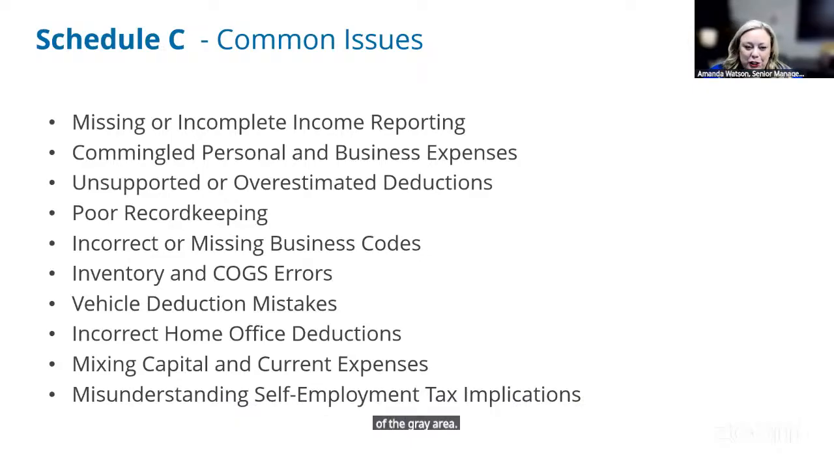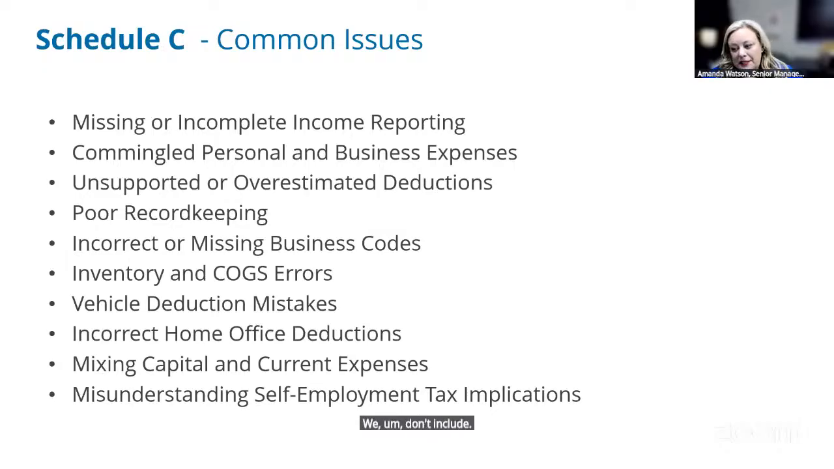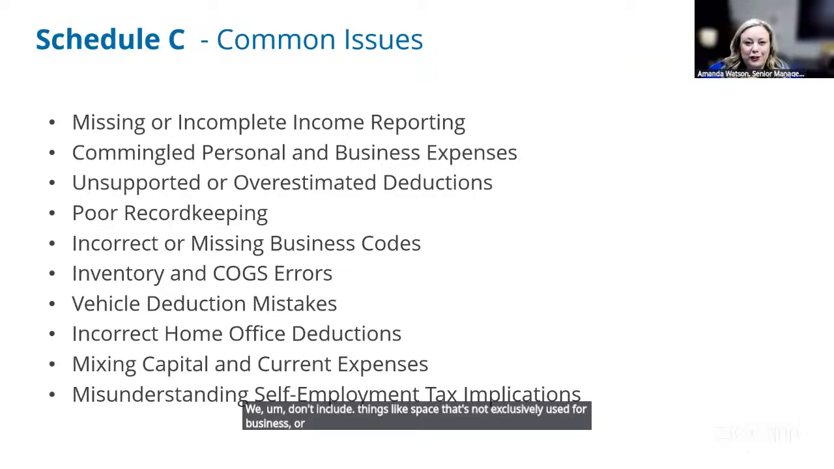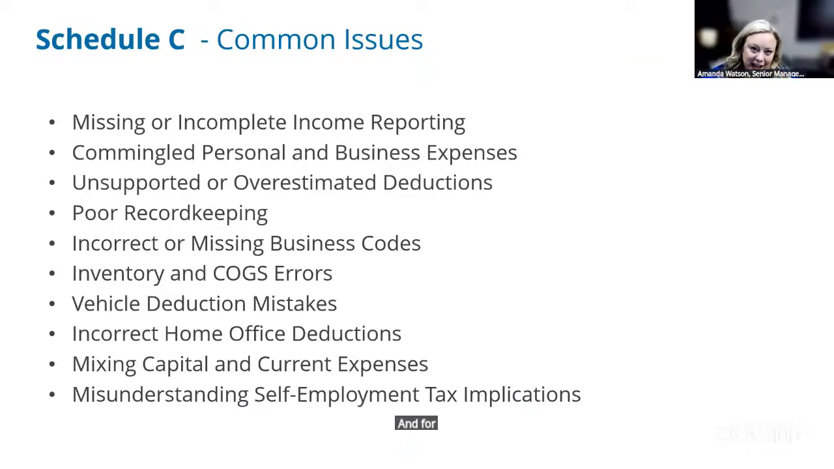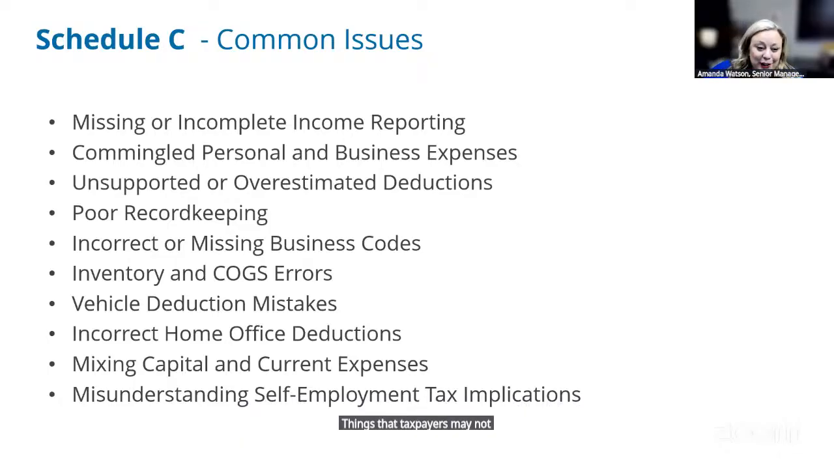So we want to be sure when adding that information to the tax return that we don't include things like space that's not exclusively used for business, or double counting your utilities for the home office and for, like, Schedule A for the same amounts, or using the wrong calculation method. These are things that taxpayers may not understand, but things that you as a professional can certainly help out with.